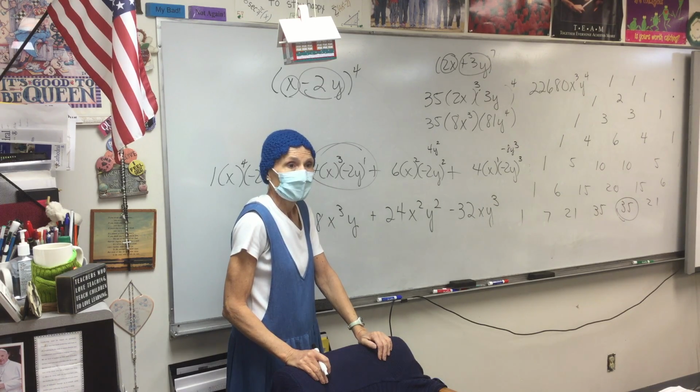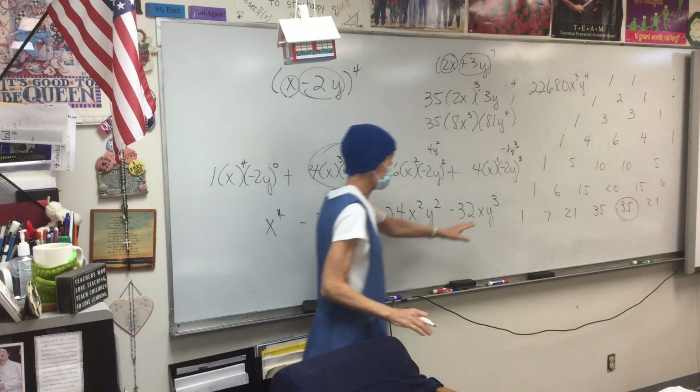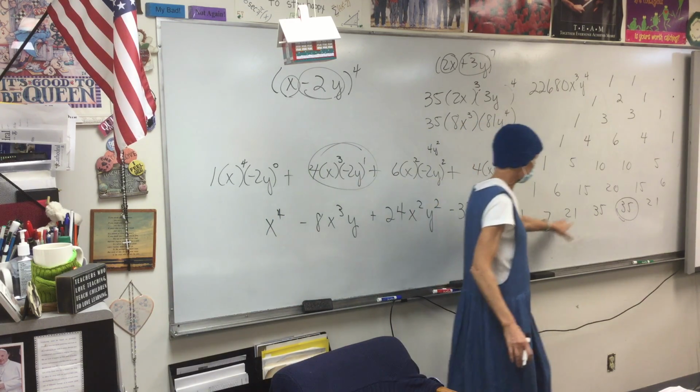Why was x cubed again? Because here it would be x to the 7th, 6, 5, 4, 3.